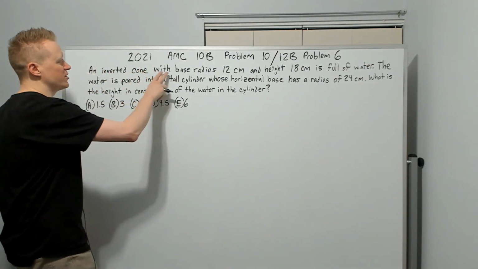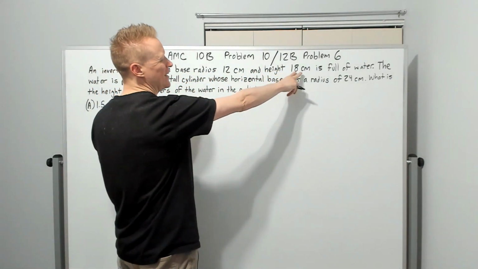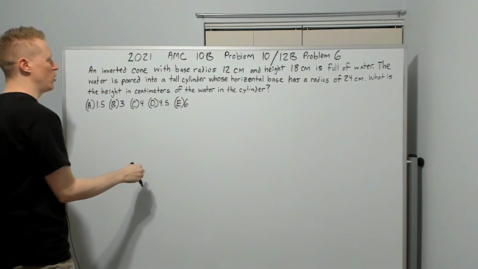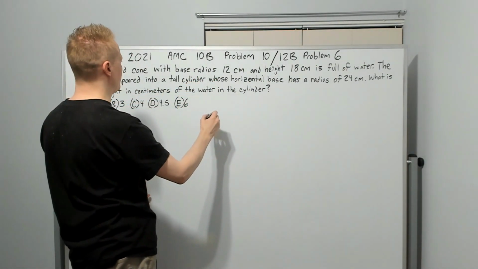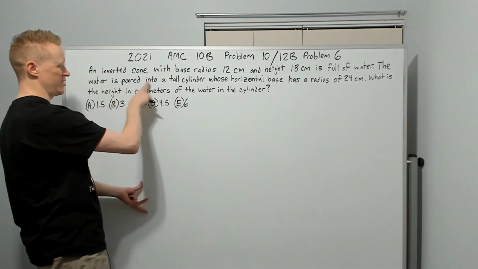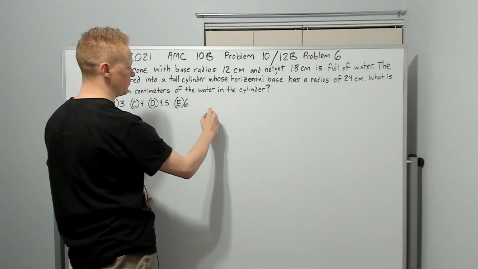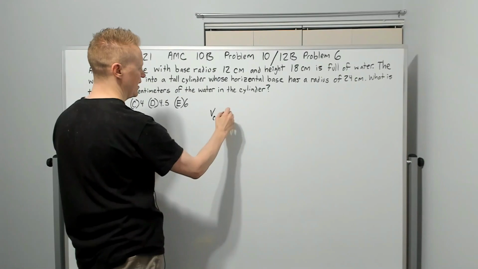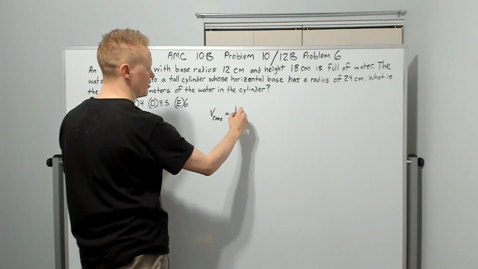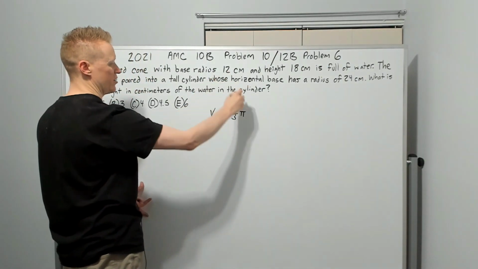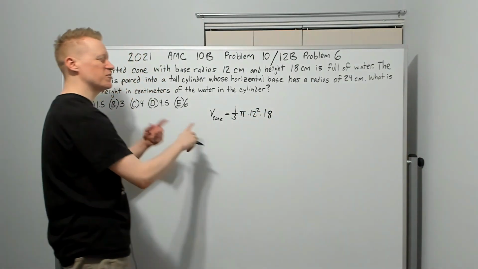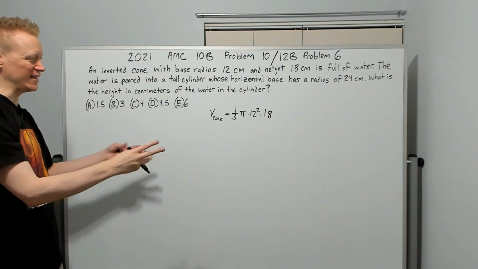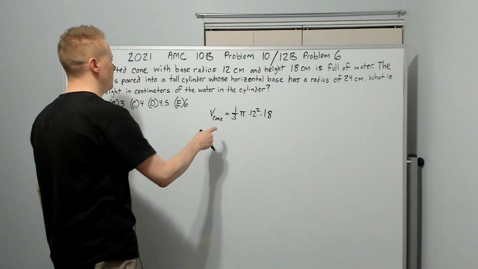Okay, so inverted cone with base radius 12 and height 18 is full of water. Since it's full, let's just find its volume right now, because the water is going to be poured into a cylinder. So the volume of the cone is 1/3 pi r squared h. That would be 12 squared, h 18. It's full, so we don't have to worry about anything less than the full amount of the cone.